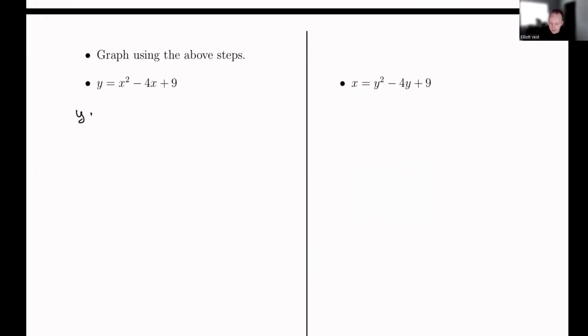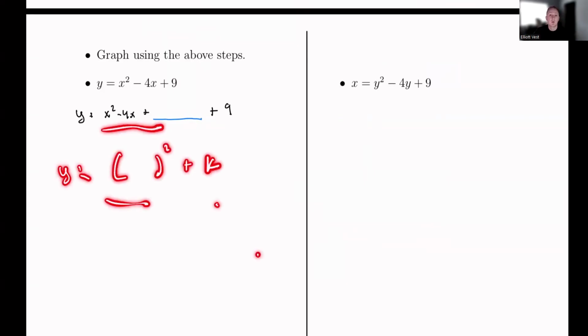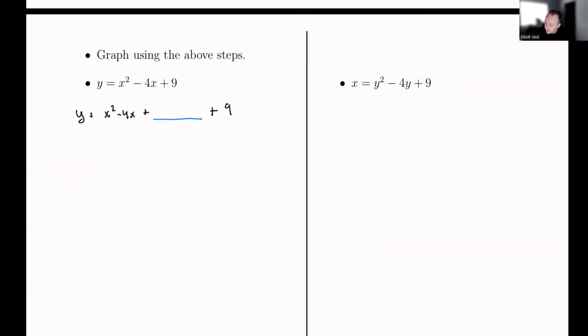We have y equals x squared minus 4x, and I'm going to add some space here, plus 9. Well, what do I need to add in here to complete the square? Completing the square will end up giving us a squared value plus a number, which is exactly what vertex form looks like. So that's the idea here. Well, the complete the square value is b over 2 squared. Well, b in this case is negative 4, over 2. That is negative 2 squared, or 4.